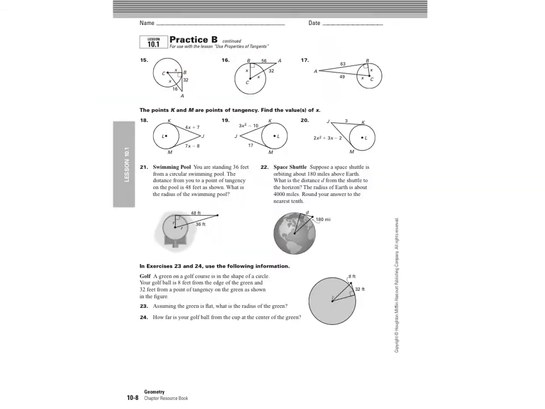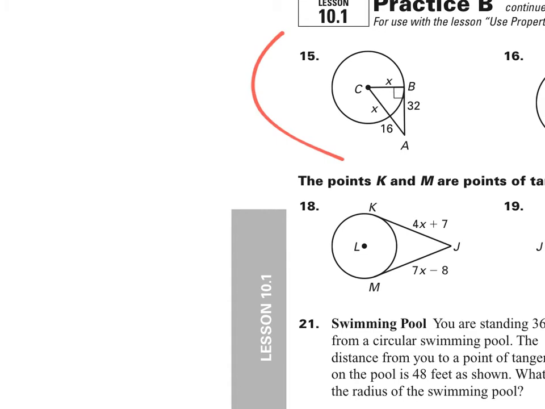Okay, the other one that we did in this homework was 15 through 17. For example, number 15, again, we're still doing Pythagorean theorem. We have our two legs here, x and 32, and then I have my hypotenuse, which is made up of x plus 16. So I'm going to apply the Pythagorean theorem, or plug it into it.